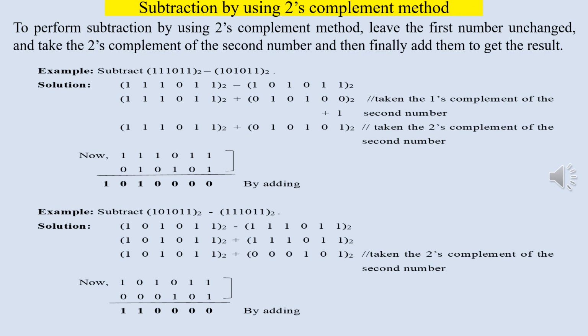In the second example, we want to subtract 1, 0, 1, 0, 1, 1 and 1, 1, 1, 0, 1, 1. There is a slight modification to find out the 2's complement of the second number. Here we adopt the principle of leaving the leading zeros unchanged and the first one unchanged. Then the rest of the bits will be modified, 1 with 0 and 0 with 1. Then the addition process remains the same. In this case, we are getting the output as 1, 1, 0, 0, 0 and 0. That is the final output.